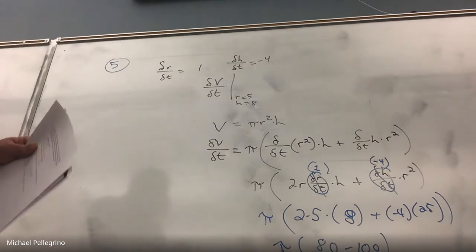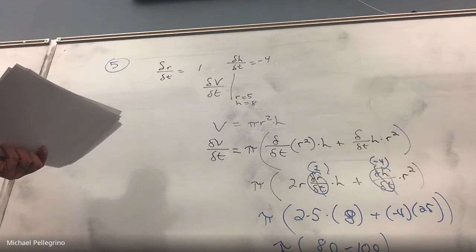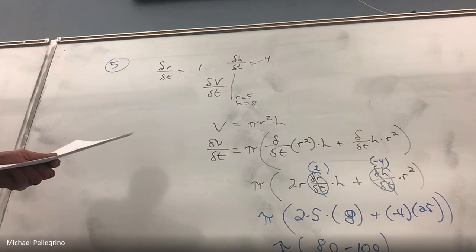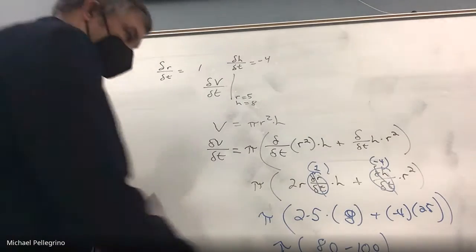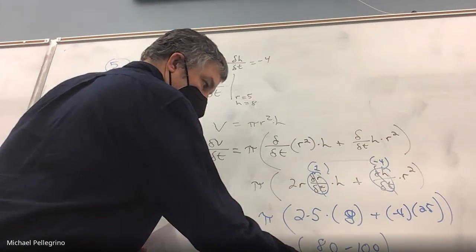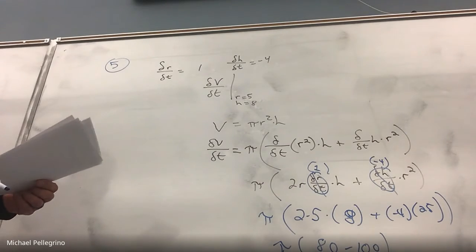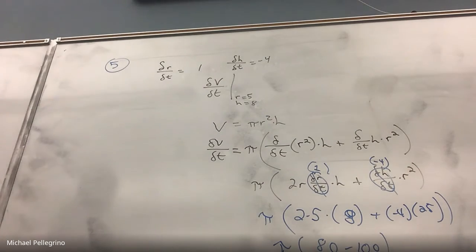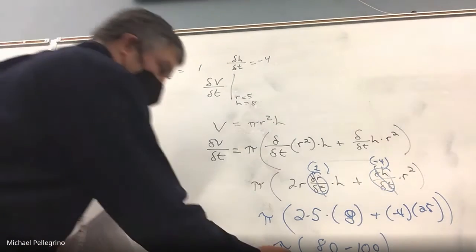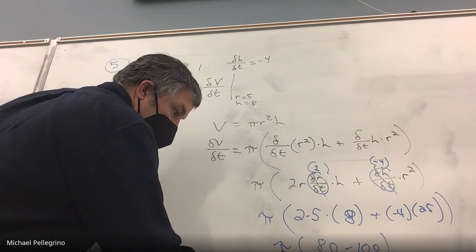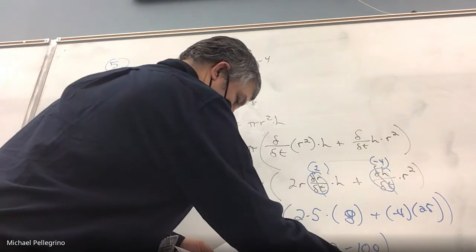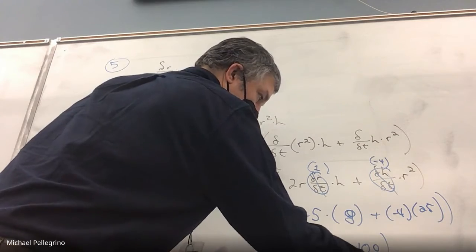There is a typo. Will, is that the typo you were talking about? No, I was talking about different things. Yeah, it should be negative 20 pi, not 120. Good catch. dV/dt equals this, meters cubed per hour is the final answer.